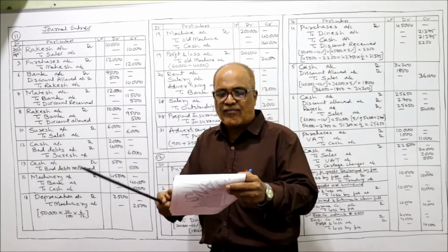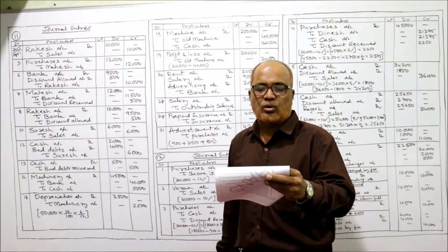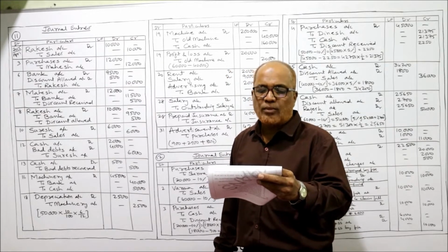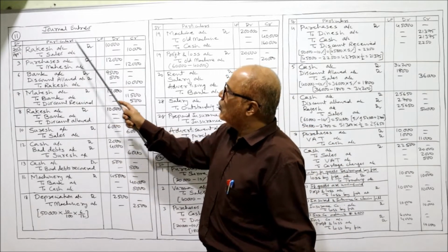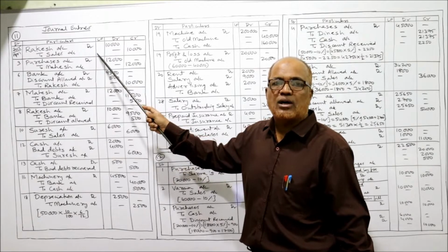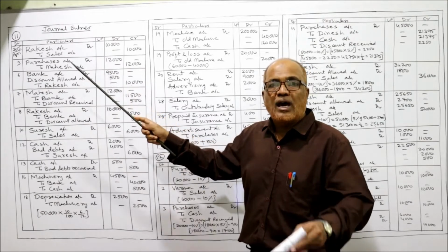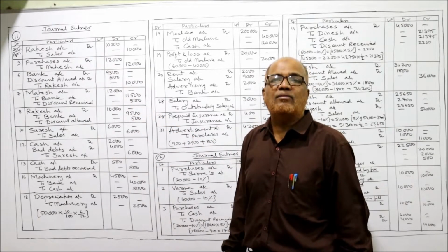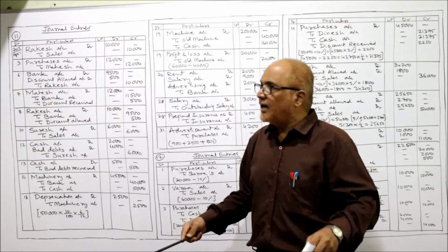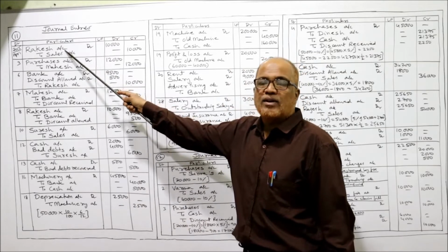Then received a check from Rakesh, 9,500 in full settlement of his account. Check deposited in the bank on the same day. Actually, we have to receive how much amount from Rakesh? We sold goods to Rakesh for rupees 10,000. So 10,000 rupees are due from Rakesh. But we are receiving only 9,500 and we are allowing him a discount of 500 rupees. So we are getting a check from Rakesh.